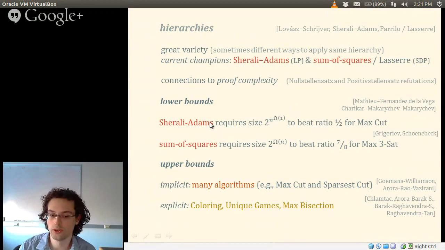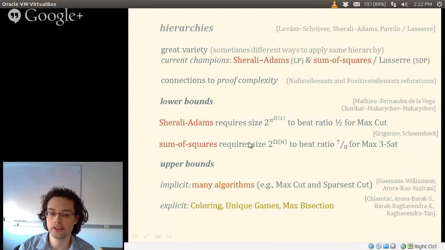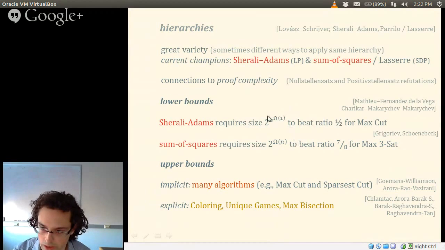So instead you're tying your hands here, and you try to beat 1/2 for max cut. There are very small polynomial size SDP relaxations for max cut that get a better approximation than 1/2. In particular, if you take a sum of squares relaxation of size n squared, this will get better than 1/2 for max cut. So the 2 to the n to the omega(1) bound is not exactly related to unique games. Right. Okay. Thanks.